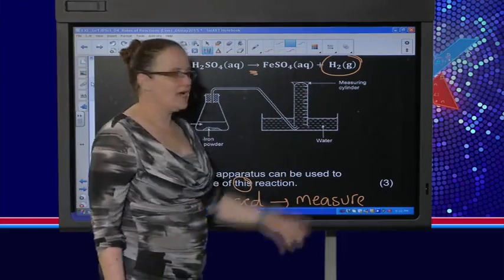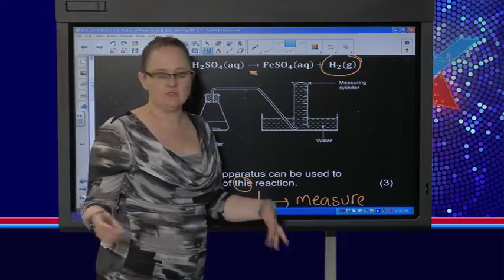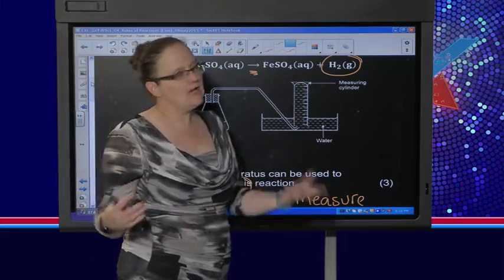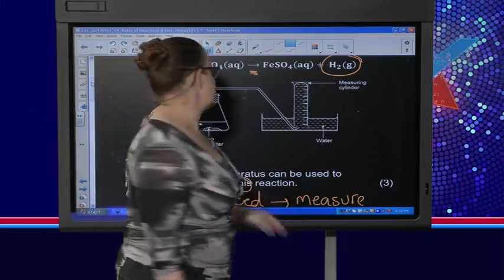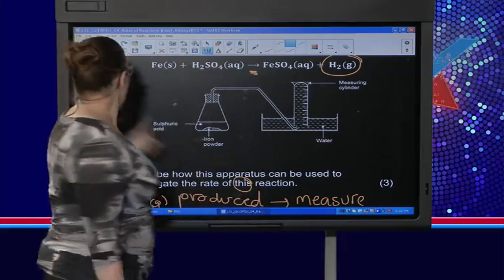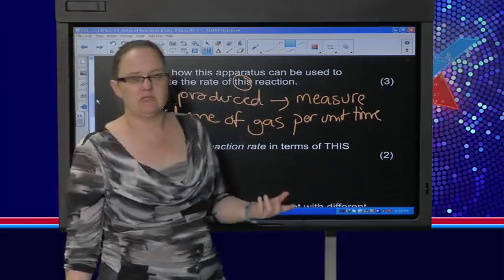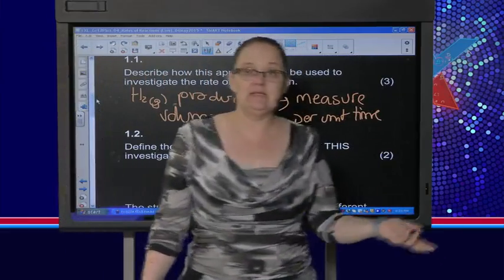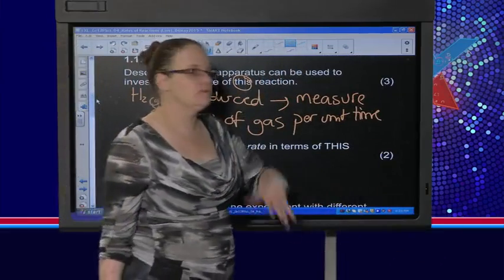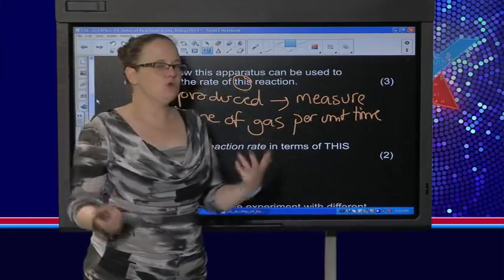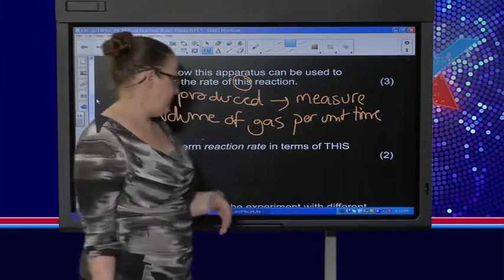But the unit time has to be valid for the experiment. So some things you measure in seconds, time can be in minutes, hours. It depends on the reaction. Also, what your volume would be measured in depends on your measuring cylinder. So you could measure it in milliliters, you could measure it in centimeters cubed, could be decimeters cubed. There's no real SI unit. It depends on your apparatus.